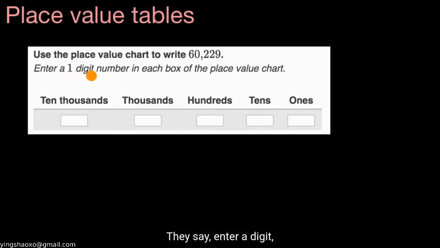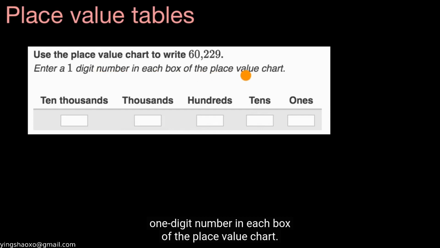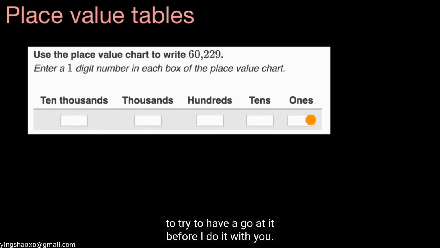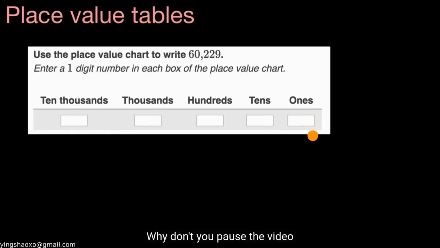They say enter a one digit number in each box of the place value chart. So really all they're saying is how many 10,000s do we have? How many thousands? How many hundreds? How many tens? And how many ones? And like always, it's always a good idea to try to have a go at it before I do it with you. So why don't you pause the video and on a little piece of scratch paper say how many 10,000s are in 60,229? How many thousands are there? How many hundreds? How many ones?